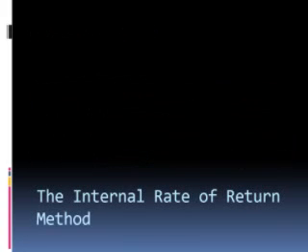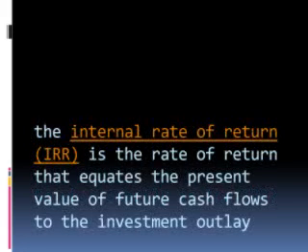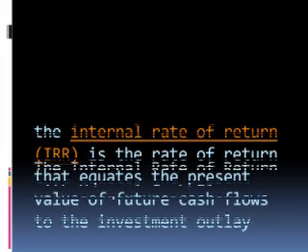The internal rate of return method is an alternative to net present value for evaluating investment possibilities. Like net present value, it takes into account the time value of money. The internal rate of return is the rate of return that equates the present value of future cash flows to the investment outlay. If the internal rate of return of a potential investment is equal to or greater than the required rate of return, the investment should be undertaken.